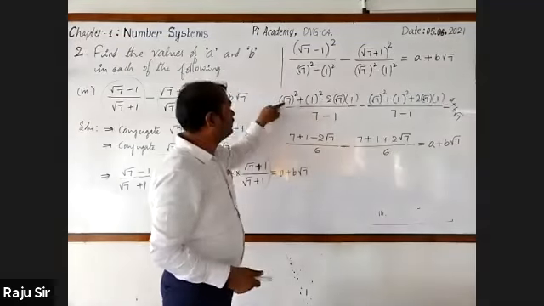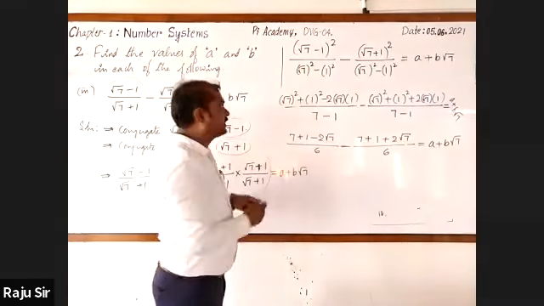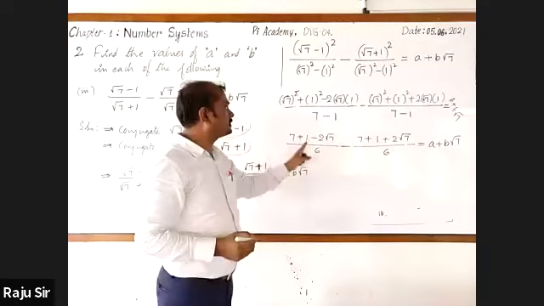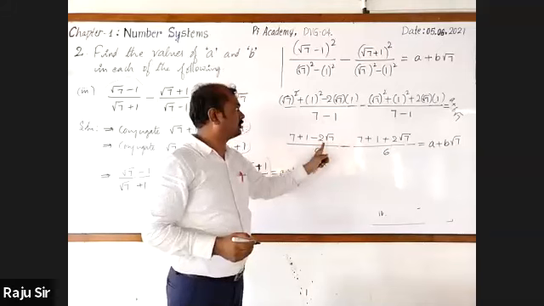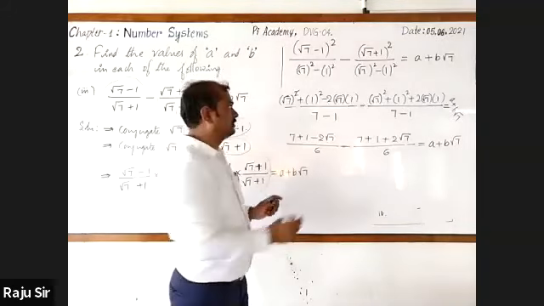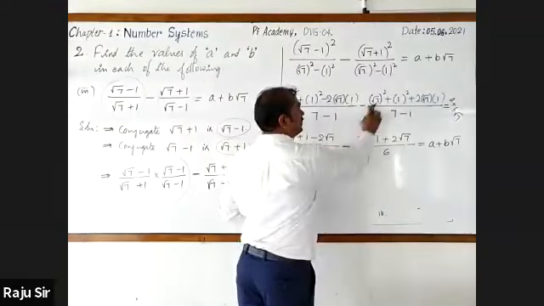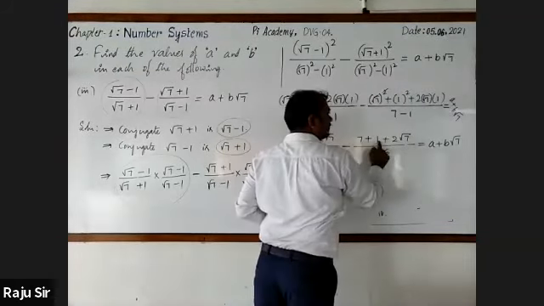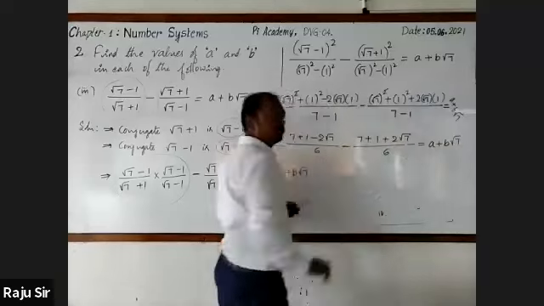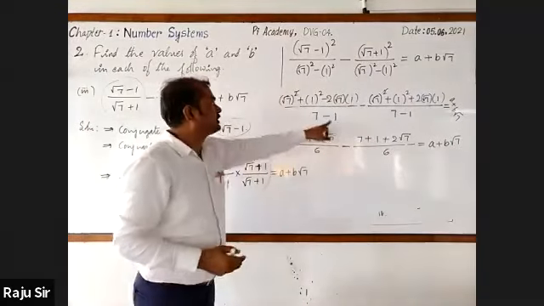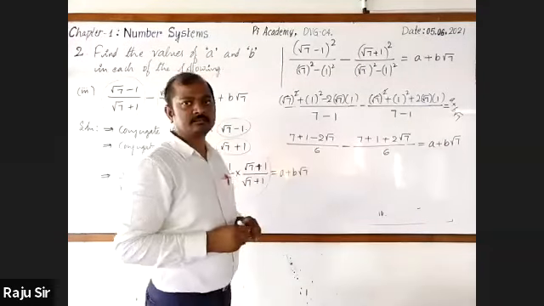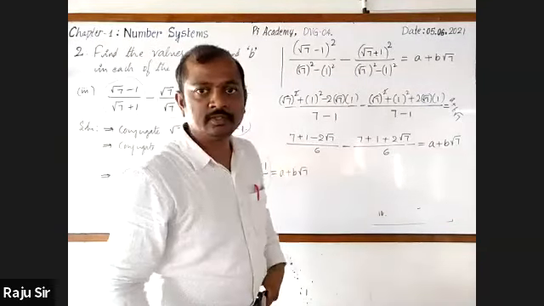Next we have simplified. Root 7 whole square: you cancel square and root, so 7. 1 square is 1. Then 2 ones are 2 into root 7 as it is. Next, minus sign: square and root get cancelled, 7 as it is. 1 whole square is 1. Then 2 ones are 2 into root 7. Denominator: 7 minus 1 is 6. Here also 7 minus 1 is 6. Got it? Yes, sir.